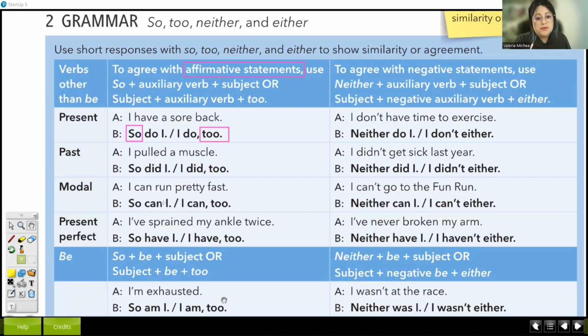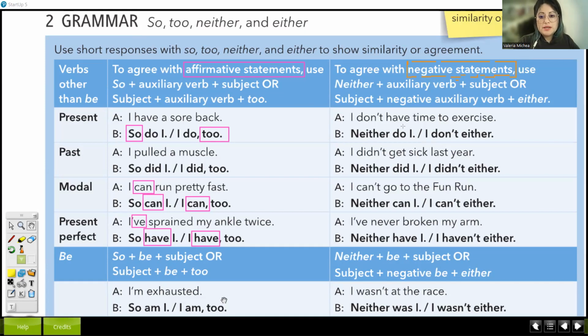For the modal verbs, you have to use the modal verb in your answer. So if your modal verb is can, your answer needs to be "so can I" or "I can too." The present perfect uses the auxiliary verb have in the answer. So "so have I" or "I have too." Right, so that's it. It's not more complicated than that. Remember, of course, that this, as everything else, needs some practice. That's why we are having a look at the rules again, and we are going to practice in a little while.